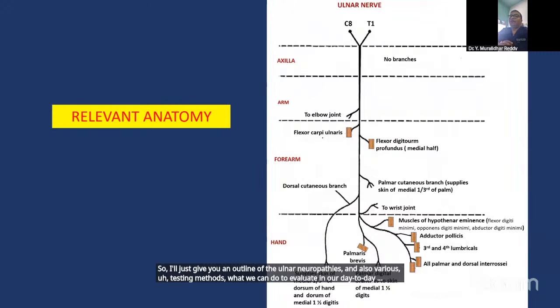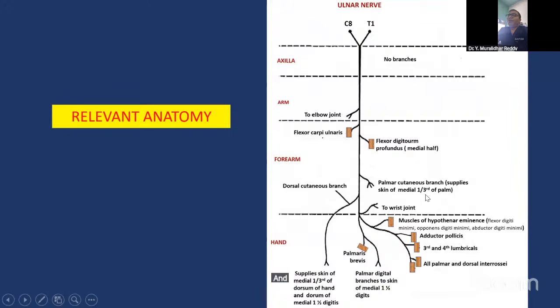I'll touch upon the relevant anatomy in the first 3-4 slides. You all know this picture of the ulnar nerve. The ulnar nerve originates from the C8-T1 roots, goes to the lower trunk and then the medial cord of the brachial plexus. In the axilla and in the arm, it has no branches. Sometimes the branches to the FCU and FDP can arise above the level of the olecranon.